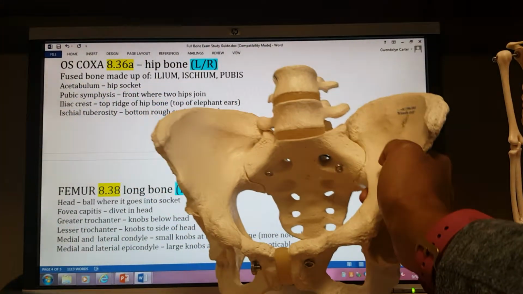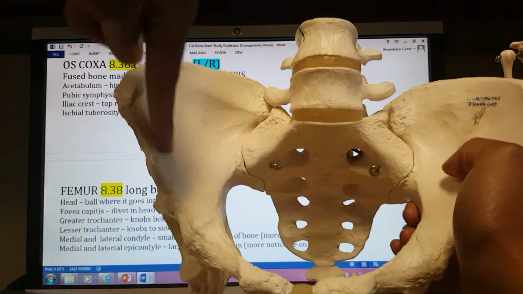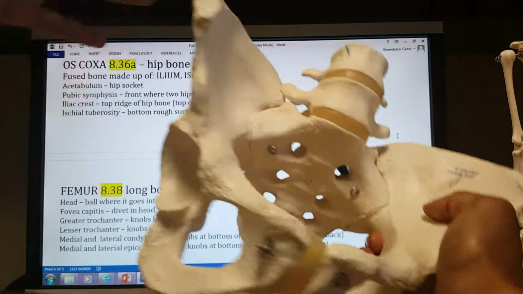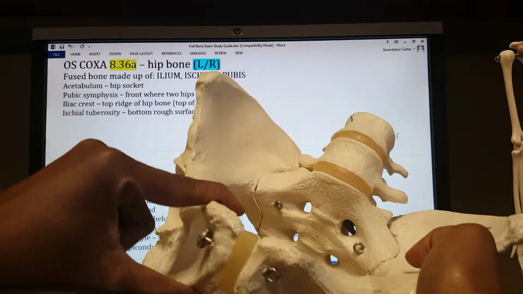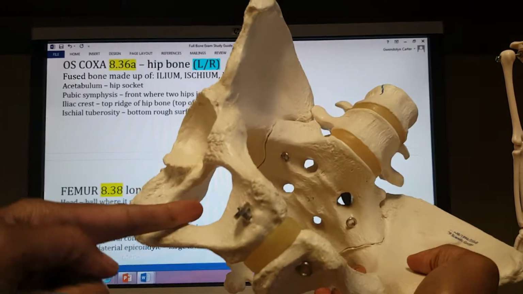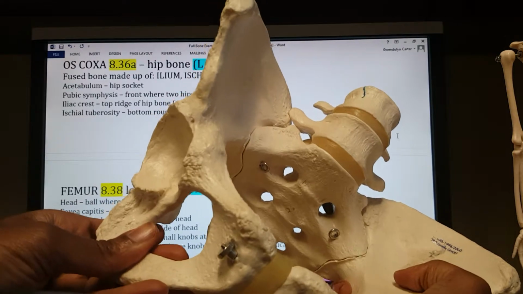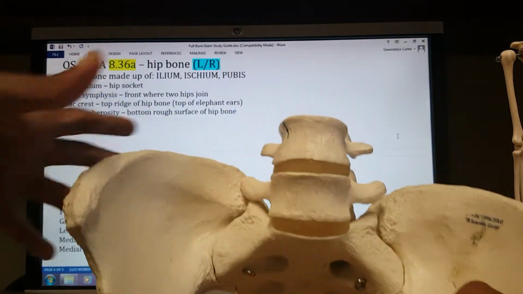So here's our os coxa, a lot bigger version. Up here, this big elephant ear section is your ilium. Back here is your ischium. And this front section is your pubis. So this hole here is actually split into 3. So you have your ischium section, your pubis section, and your ilium section.